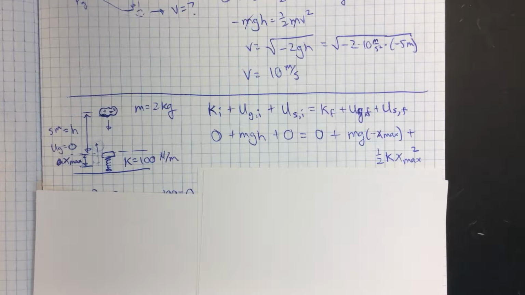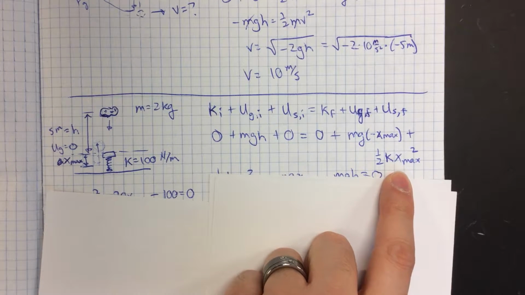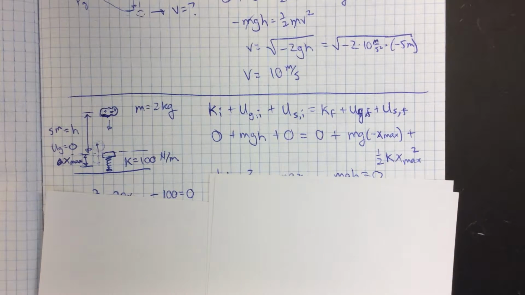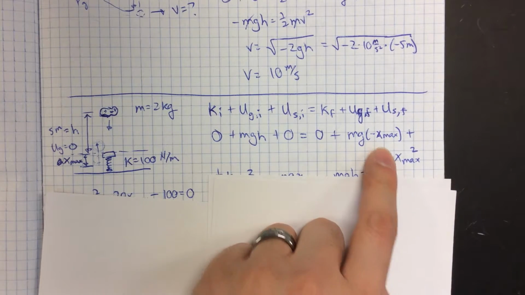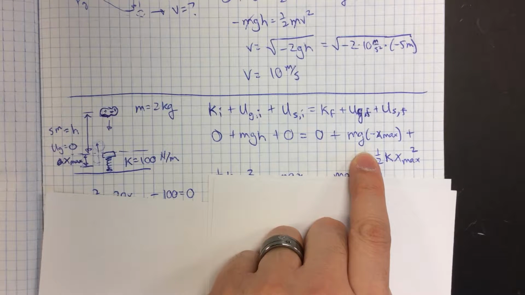It is lower, it is below. It's not the g that makes it negative, it's that it's lower than our zero reference line. And then you have the spring potential energy. So the way I wrote this, you just have to be consistent in how you do it. You don't have to do it this way.